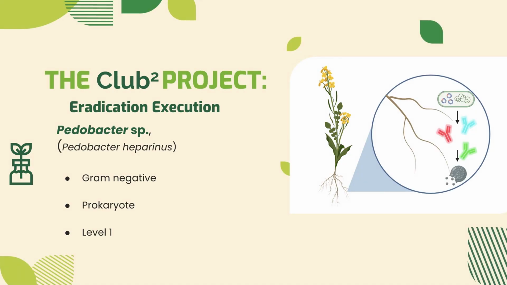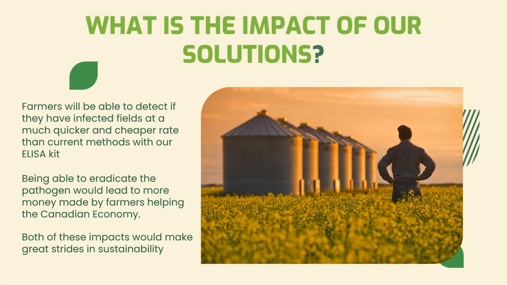Pedobacter sp is the ideal bacteria to use since it is gram-negative, a prokaryote, already has a symbiotic relationship with brassicate crops, and it has a biohazard level 1, allowing in-lab studies in our facility. You may be asking why a change needs to be made. To that, we would say we want our farmers to face fewer hurdles.